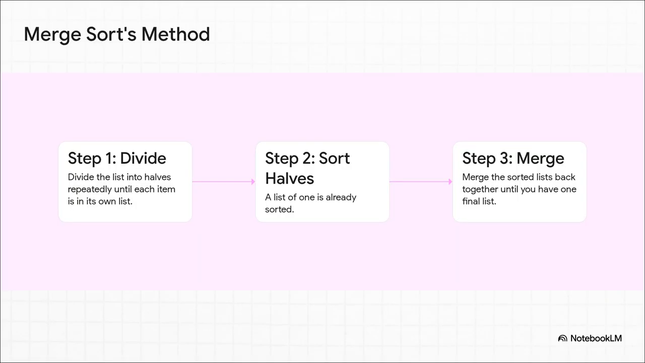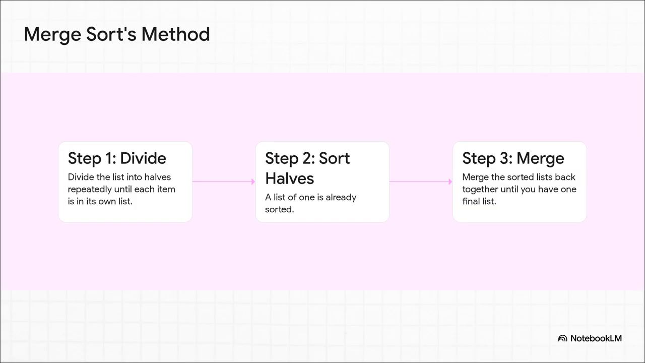Okay, so check this out. You take your list and you split it in half. Then you take those halves and split them in half. You just keep splitting and splitting and splitting until all you have left is a bunch of lists with just one item in each. And here's the cool part. A list with one item is already sorted, right?